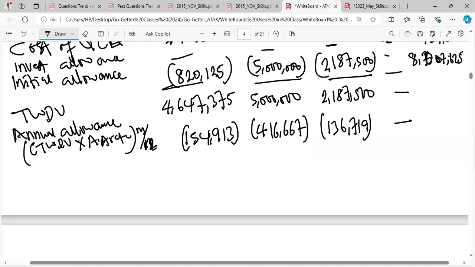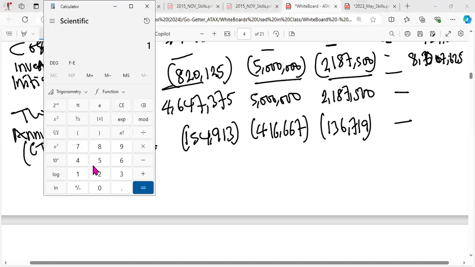All right, so let's add them up together. 154,913 plus 416,667 plus 136,719. That will give me 708,299.